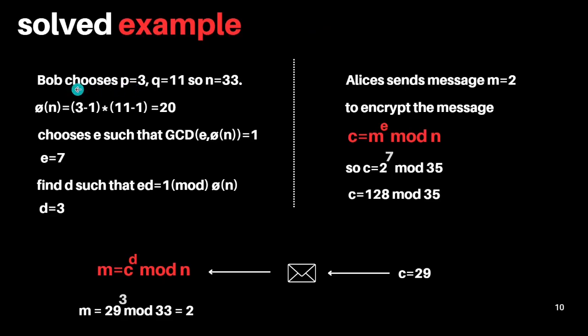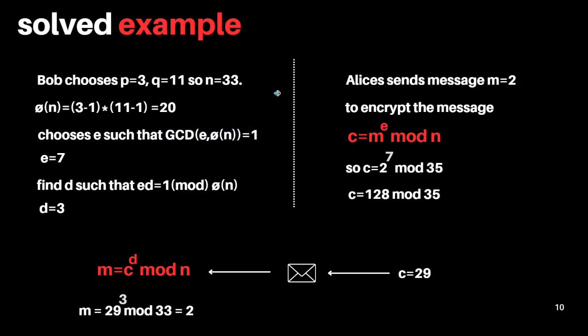So assume that Bob chooses the prime numbers p = 3 and q = 11. In this example, I am taking small primes for understanding and for simple solving. We know that n = p multiplied by q. So now p = 3, q = 11, so n will be 33. And after finding n, we will calculate phi of n, which is nothing but (p minus 1) multiplied by (q minus 1). So this will be equal to (3 minus 1) multiplied by (11 minus 1), which is equal to 20.